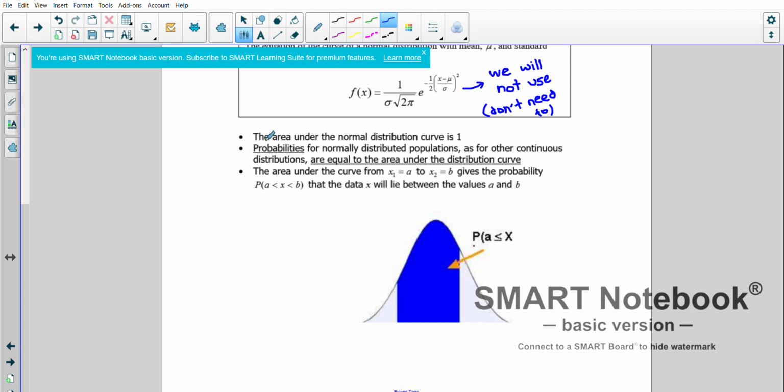So the area under a normal distribution is going to be 1. 100% of the data has to be there. Probabilities for normally distributed populations, as for other continuous distributions, are equal to the area under the curve. So let's just kind of think about what I talked about with the golf example. If I were to find the area under the curve from A to B, if I wanted to know what the probability was, I would just need to find this area.